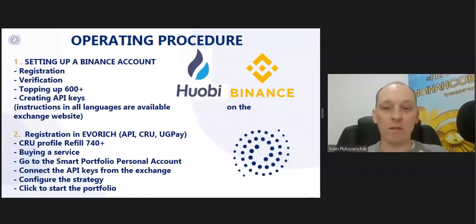So what are the steps to take if you would like to buy this product? Firstly, create your Binance account or Huobi account.